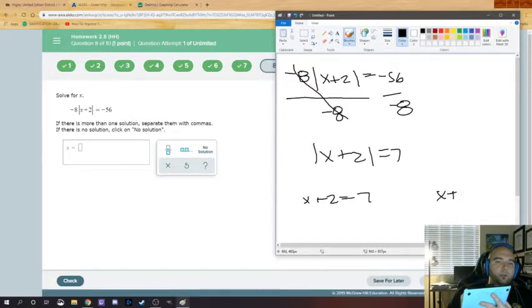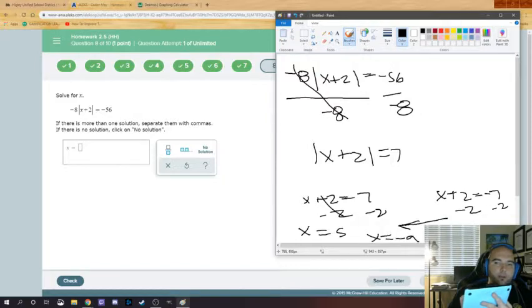x plus 2 equals 7, and x plus 2 equals negative 7. Minus 2. This one equals 5. And I don't want this to not be seen, so I'm going to draw a little arrow over here. x equals negative 9, because negative 7 minus 2 is negative 9. So we got 5 and negative 9.